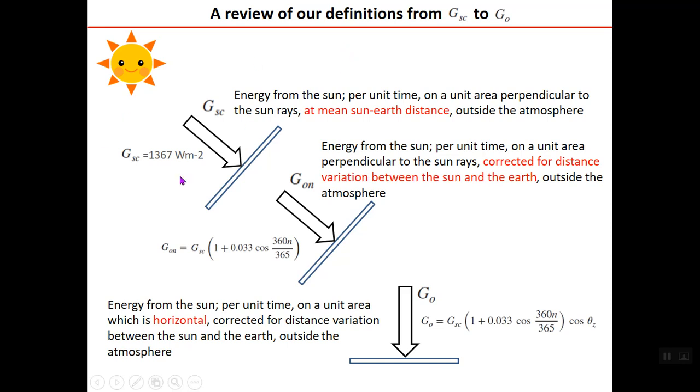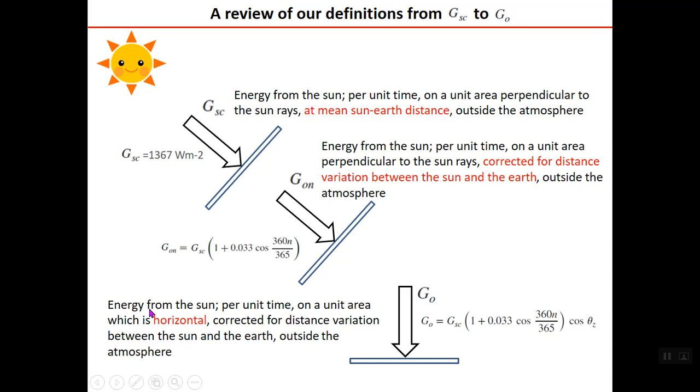The value is 1367 watt per square meter. Next, we modified it for the variation, or corrected it for the distance variation between the sun and the earth, and the value will be this equation as shown here, and the name is GON. And finally, we calculated the value on a horizontal surface, okay, and corrected. This is certainly corrected for the distance because you have the parenthesis here, and this will be the value of solar radiation outside the atmosphere.